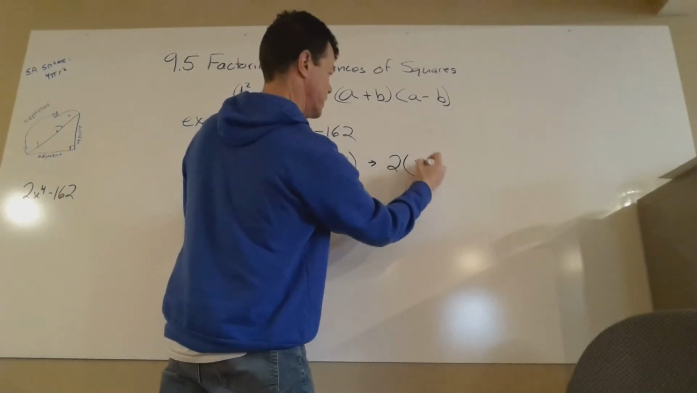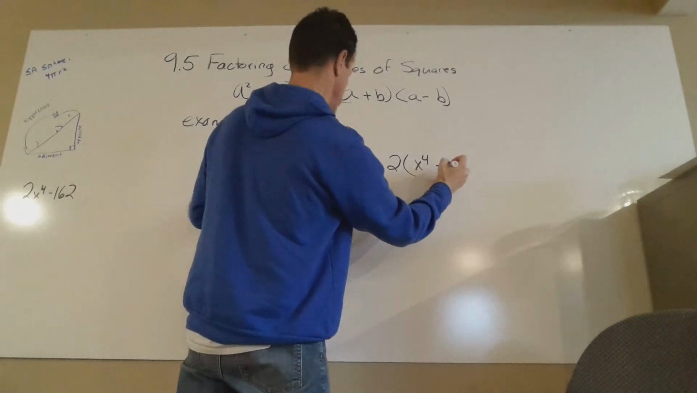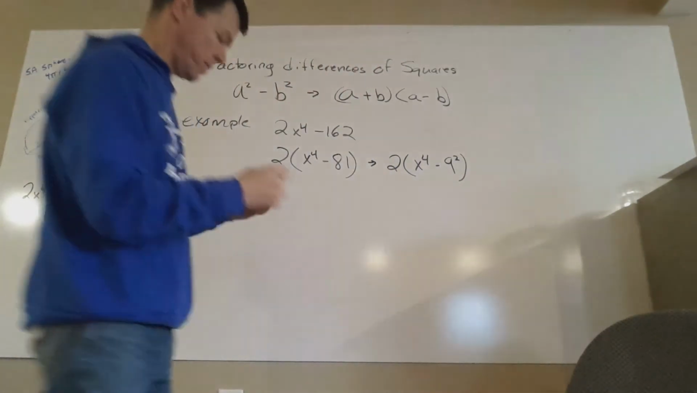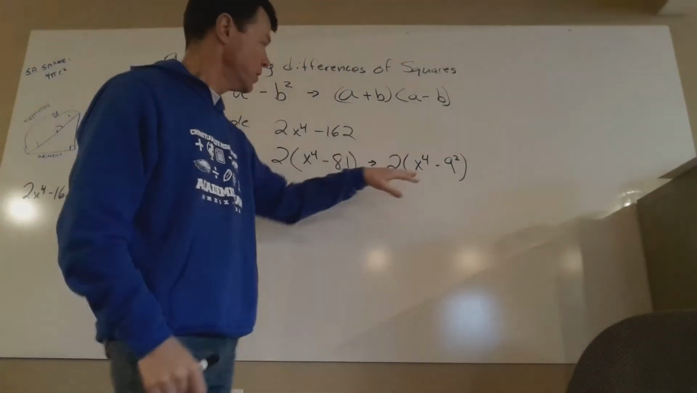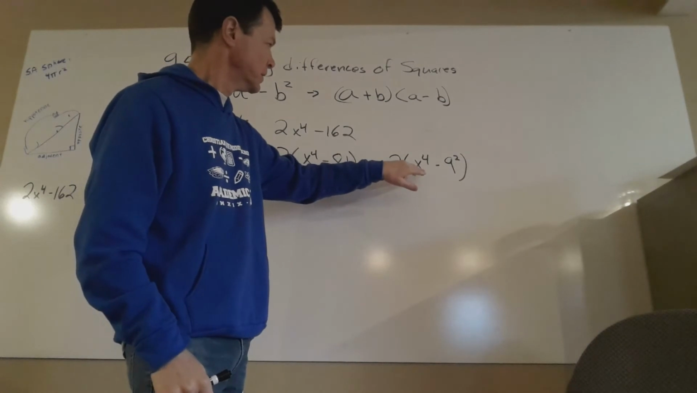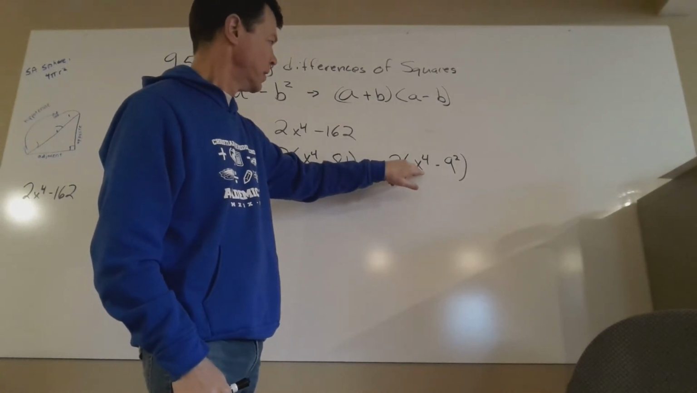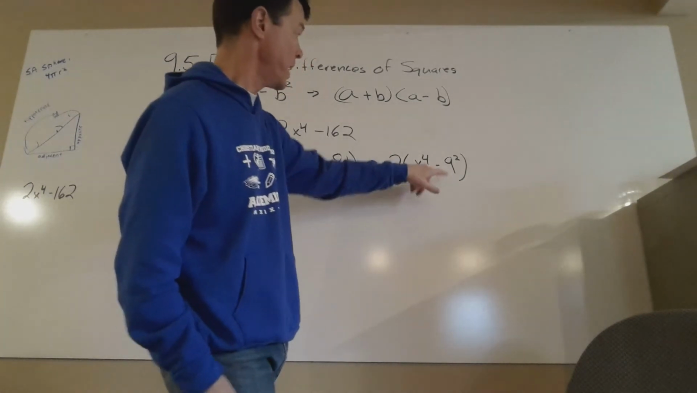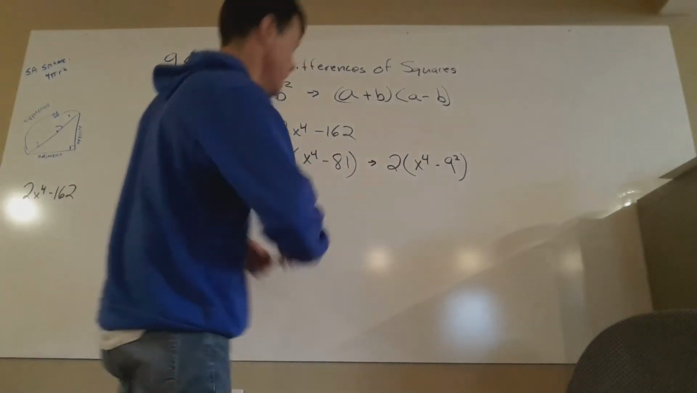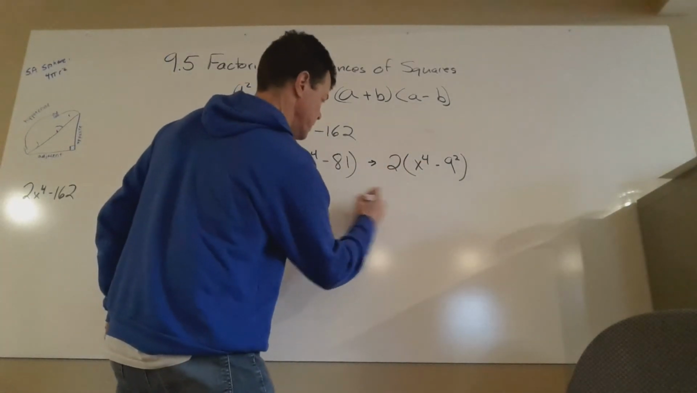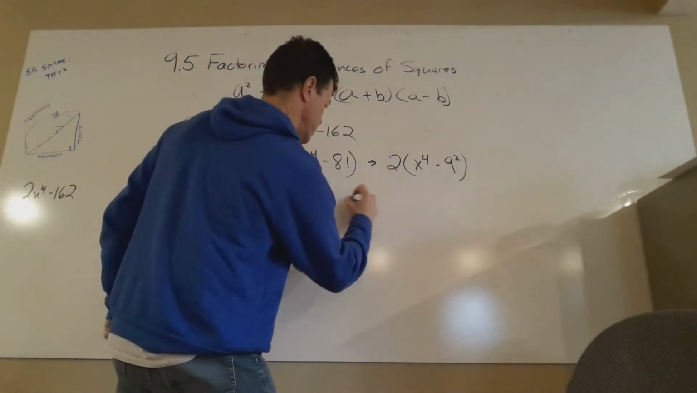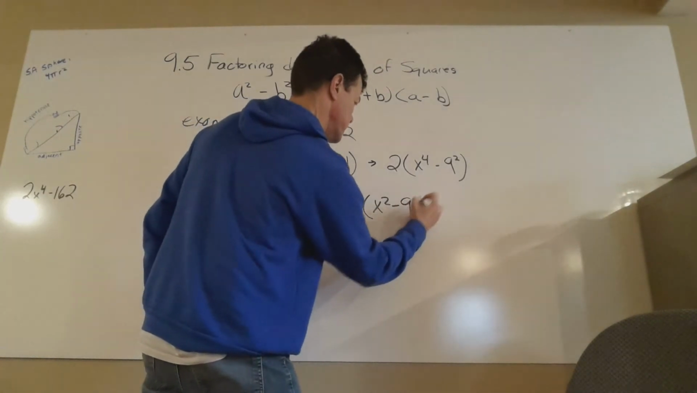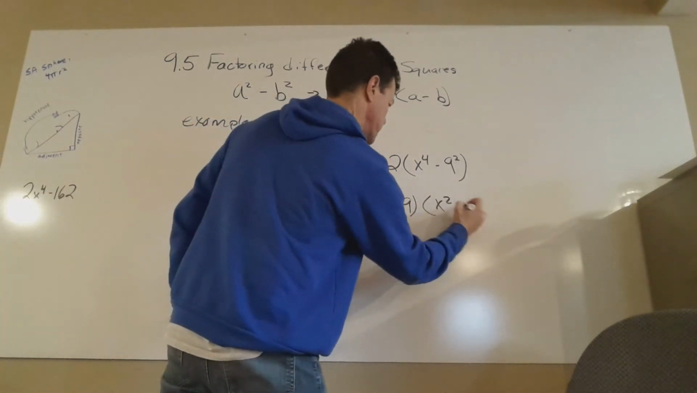So you would have 2 times x to the 4th minus 9 squared. Well, we can take the square root of both of these. The square root of x to the 4th is x squared, and the square root of 9 squared is just 9. So I can factor this further: 2 times x squared minus 9 times x squared plus 9.